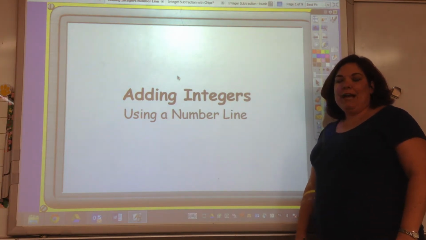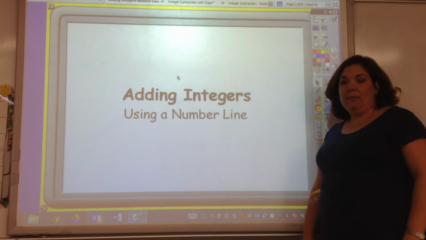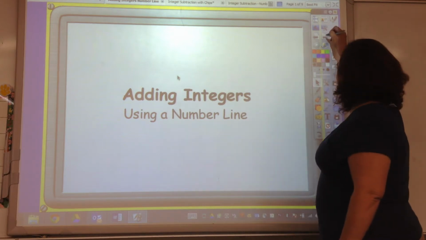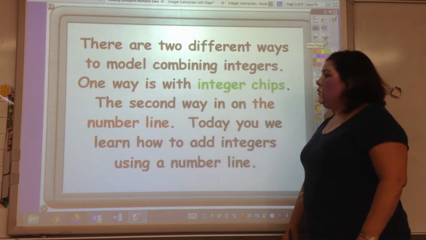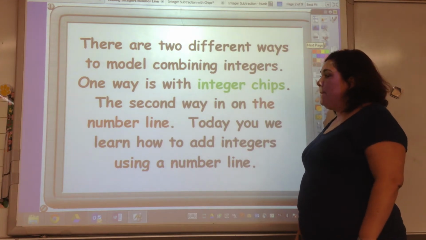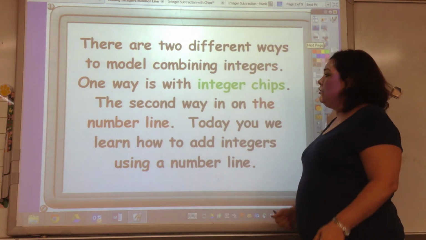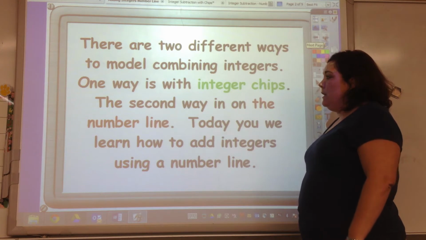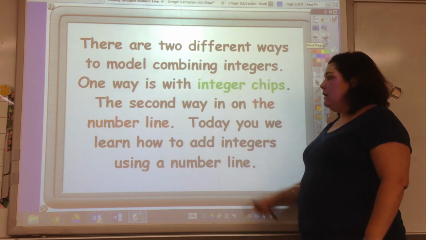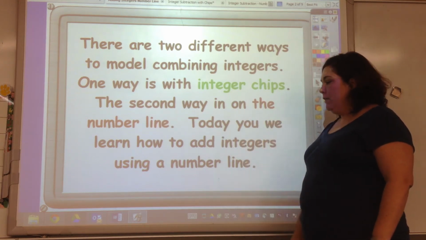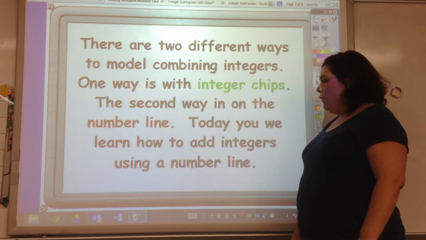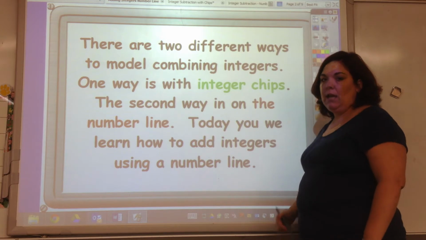So today we're adding integers using a number line. There are two different ways to model combining or adding integers. One way is with integer chips. The second way is on the number line. Today you will learn how to add integers using a number line.